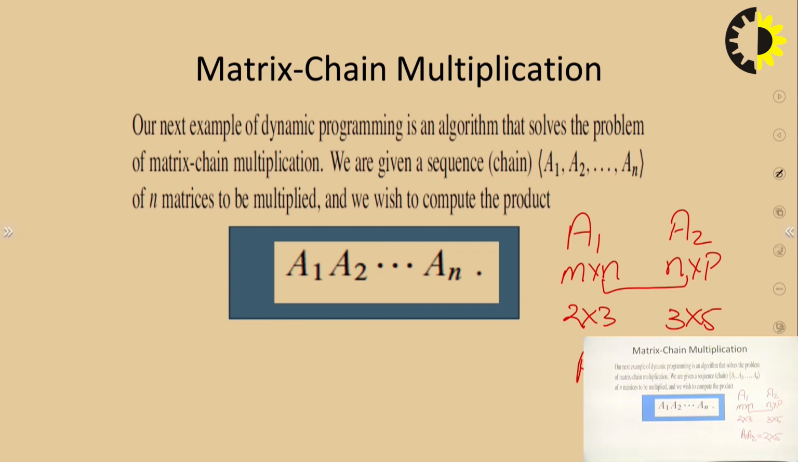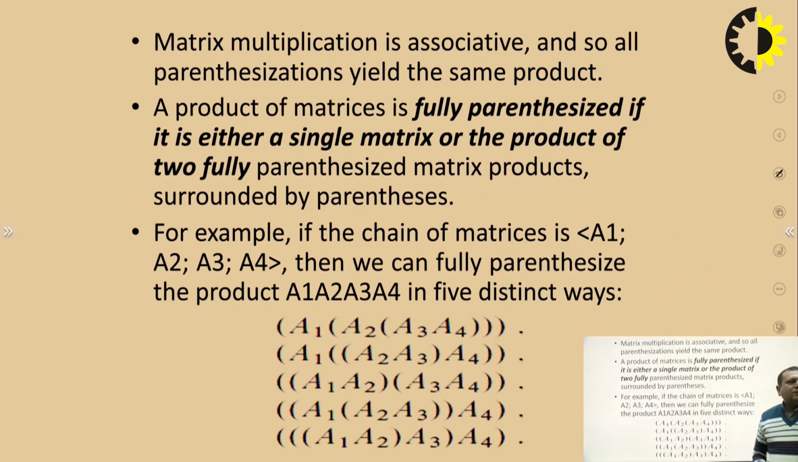So here the problem is we have to multiply n number of matrices. When we multiply n matrices, we have a number of scalar multiplications. The problem is how to reduce the number of scalar multiplications. Matrix multiplication is associative, so all parenthesizations give the same product. So we multiply A1, A2, A3 in any combination, and the result is the same.